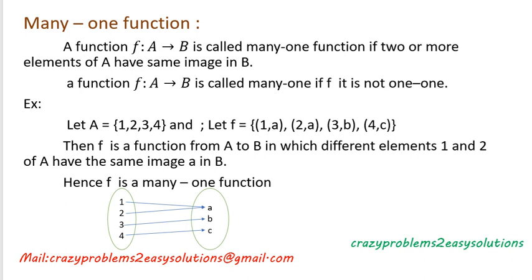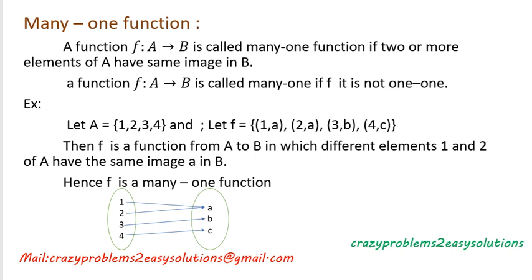Many-to-one function. A function f from A to B is called a many-to-one function if two or more elements of A have the same image in B. In one-to-one, distinct elements of A have distinct images in B, whereas many-to-one means two or more elements of A have the same image in B. A function f from A to B is many-to-one if it is not a one-to-one function.